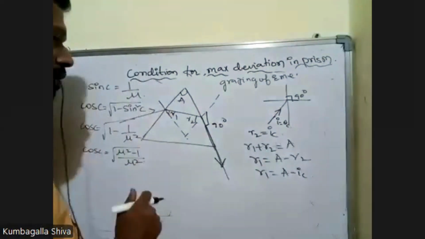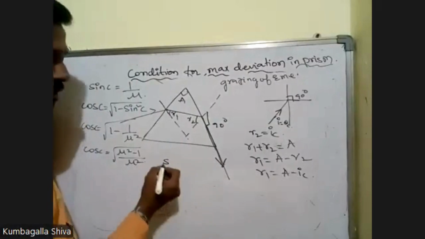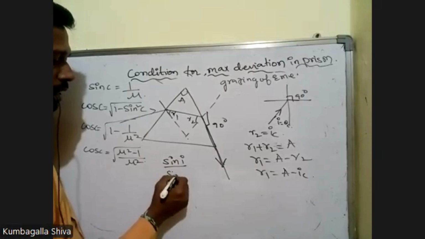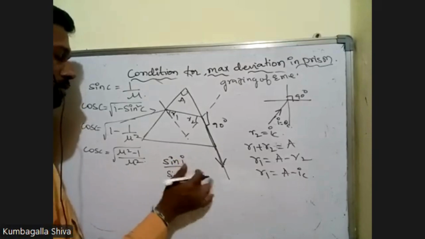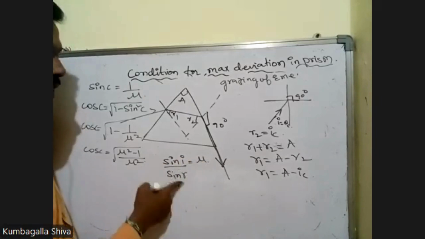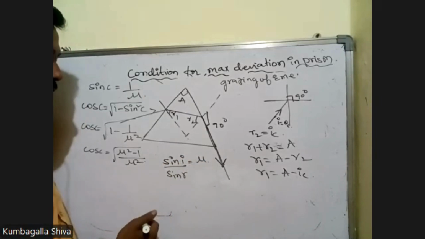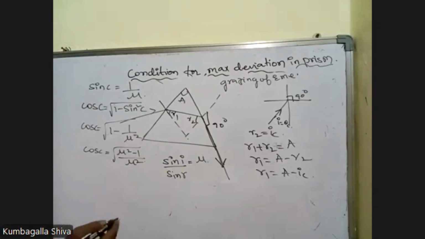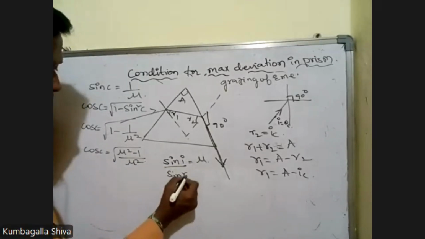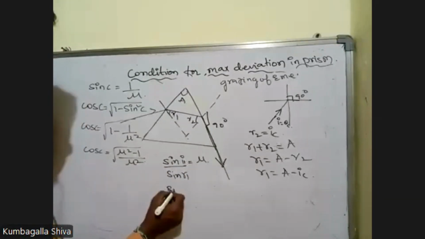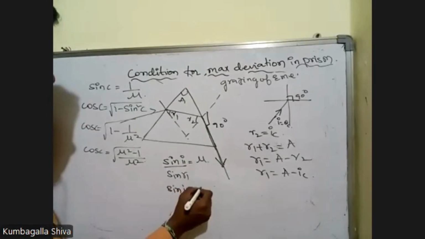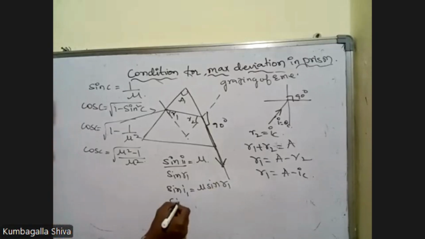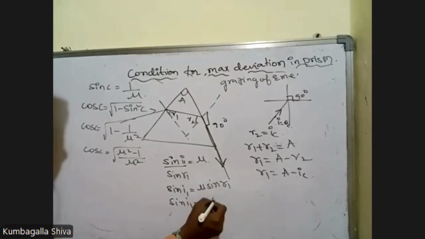Next, from Snell's law at the first surface, sine I by sine R is equal to mu. Now, for this first surface, sine I1 is equal to mu times sine R1. So we have sine I1 is equal to mu times sine R1.